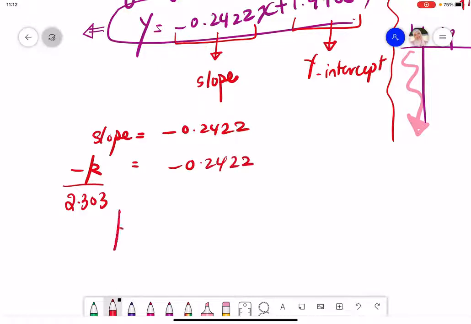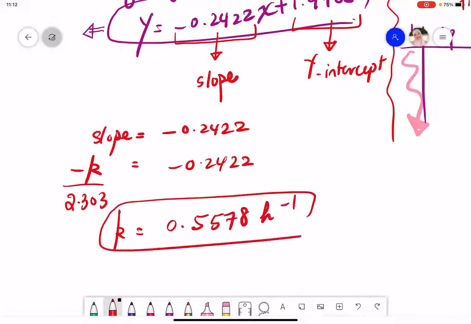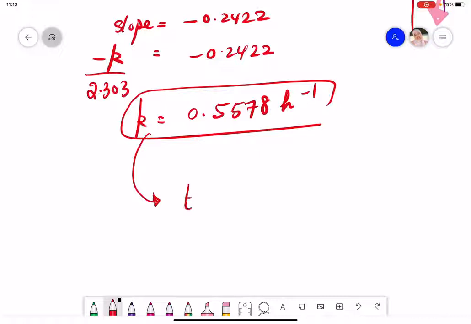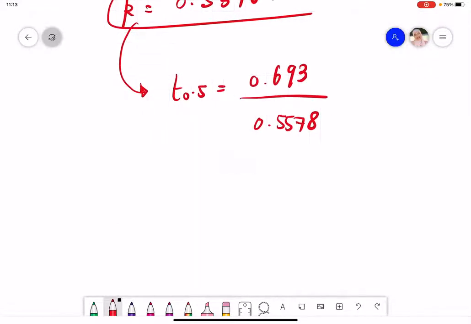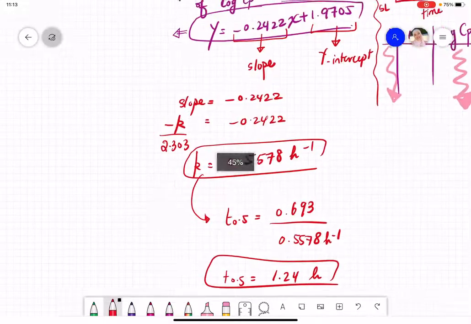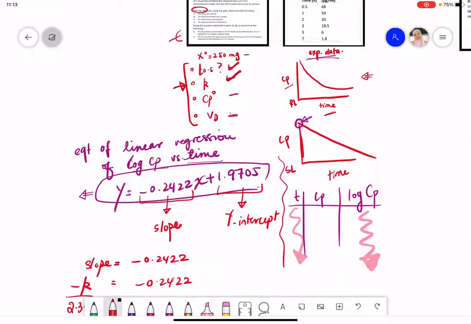The slope, when it's on log terms, lets you determine K, which will be equal to 0.5578 per hour, or hour to the minus 1. From this, you can determine directly your half-life, which is equal to 0.693 over K, okay? And as K is in hours to the minus 1, then the half-life will be in the unit of hours, okay? So by this, you finished this and this.